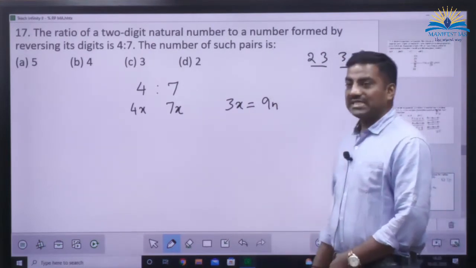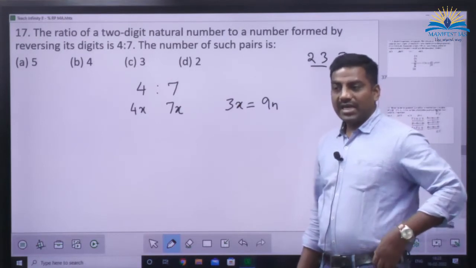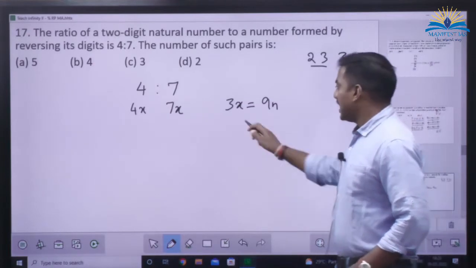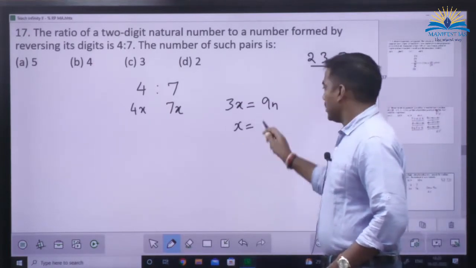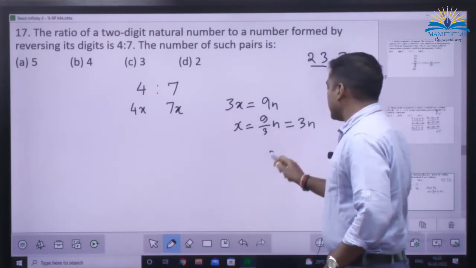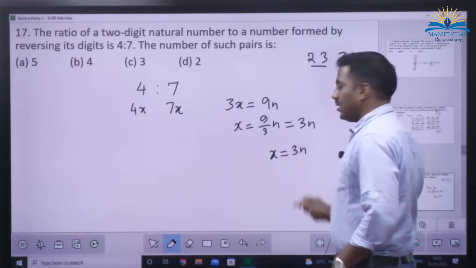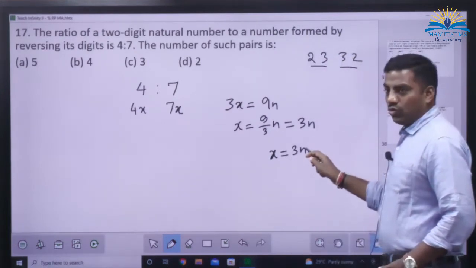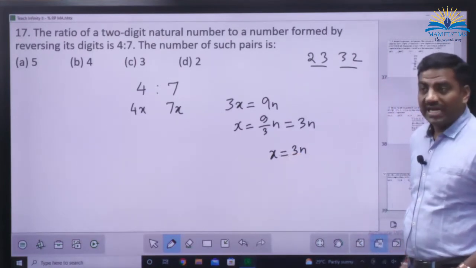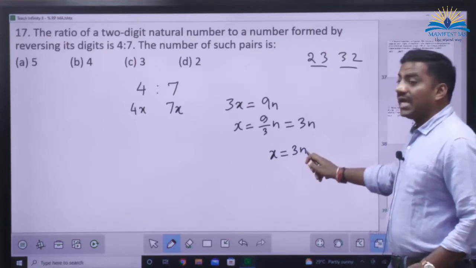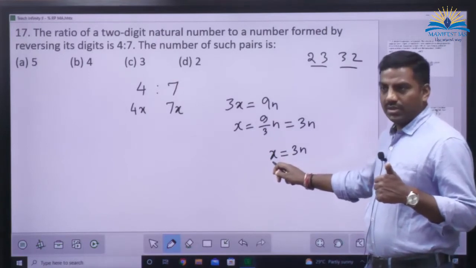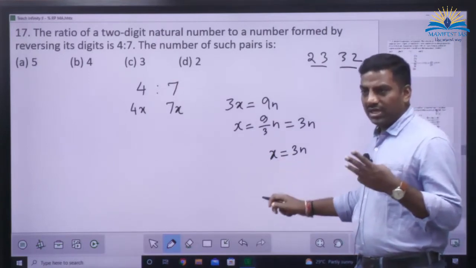So how many values can exist? Here x is equal to what? 9n by 3, which is 3n. x is equal to 3n. What does it mean? Whenever we give one value to n, the x will become so. So how many values we can put, that we have to check. n is equal to 1, so x will be equal to 3.